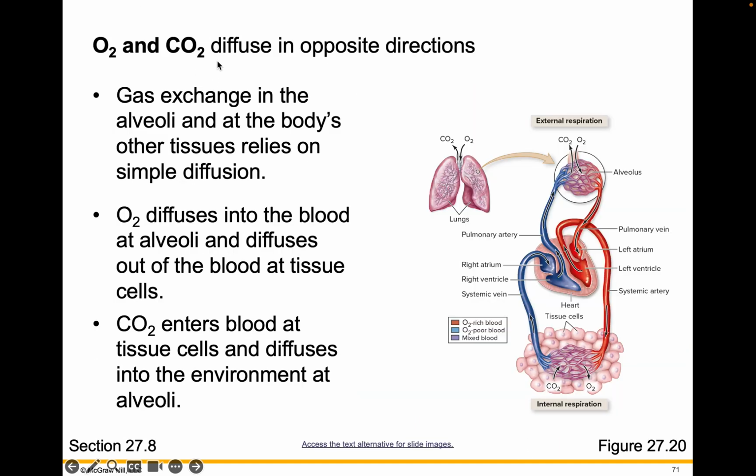O2 and CO2 diffuse in opposite directions. So gas exchange in the alveoli and at the body's other tissues relies on simple diffusion, movement from high concentration or high pressure to low concentration or low pressure. O2 diffuses into the blood at alveoli and diffuses out of the blood at the tissue cells. So wherever in the body that your cells need that oxygen, that's where it leaves the bloodstream and enters the cells. CO2 enters the blood at those tissue cells and diffuses into the environment at the alveoli.